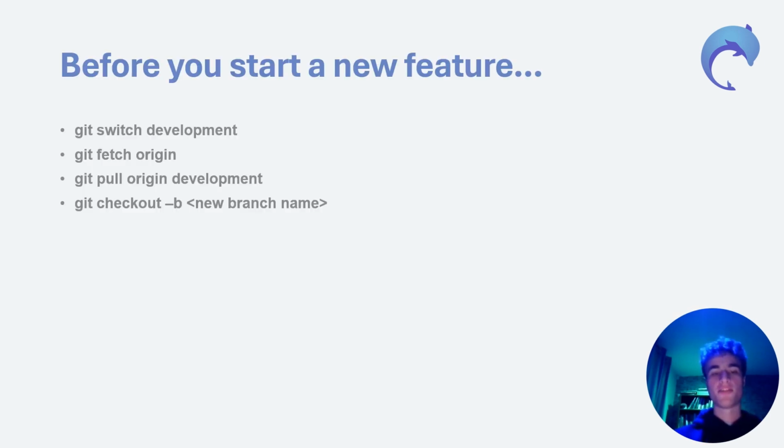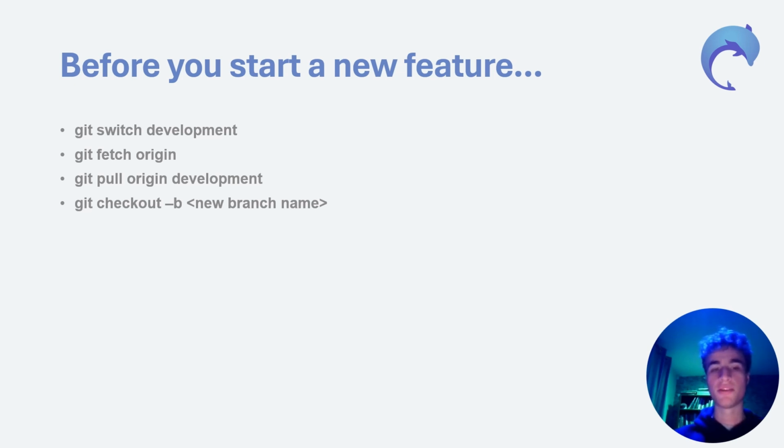Now, before you start a new feature, let's say you've cloned Dolphin Flashcards, what do you do next? Well, you type in git switch development, and this allows us to go to the development branch. Then you do git fetch origin, which gets all the latest branches, and then you do git pull origin development, which gets all the latest changes and commits since you cloned it, because if you cloned it a few days ago, there might be more changes in the development branch which you haven't got. So that's why you need to do git pull.